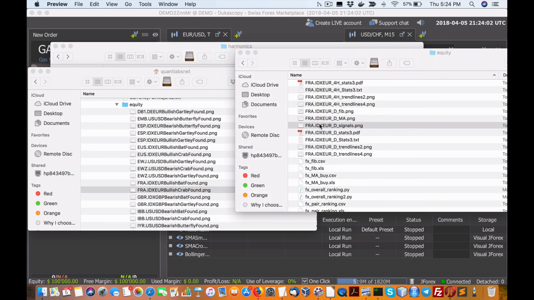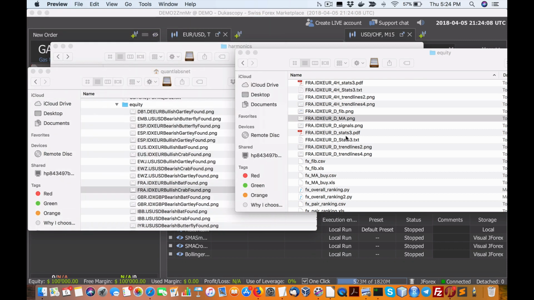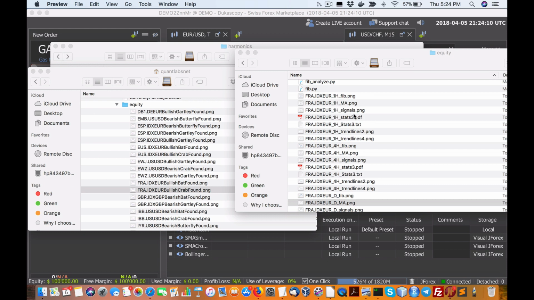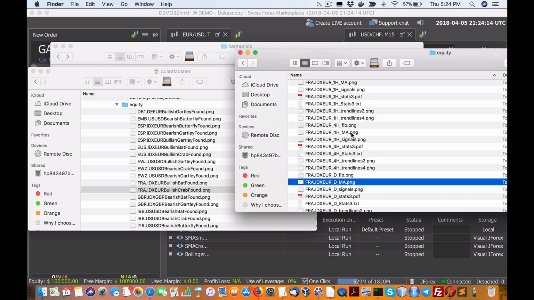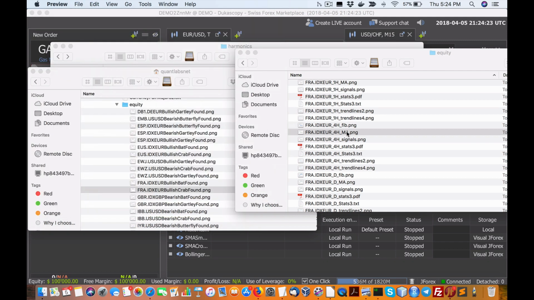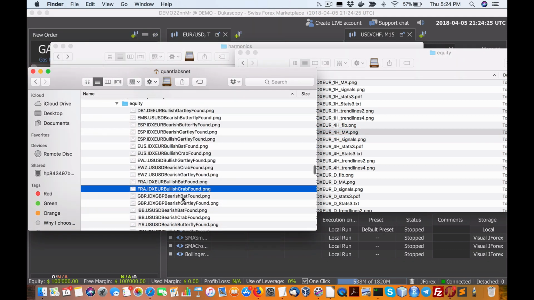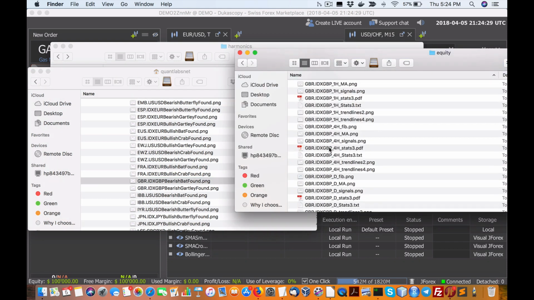That's a tough one. But what's the moving average? See, it's right there, it's below. But what does our 4 hour say? It's getting close, but it shot up. Interesting. So that might be correct too. Now we got Great Britain. Let's see what Great Britain has to say about that.